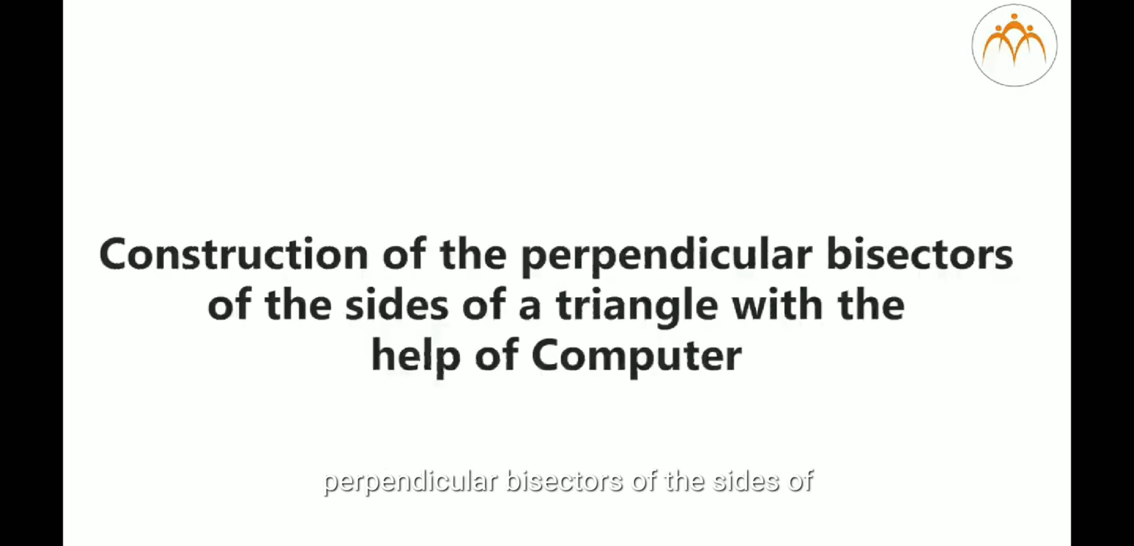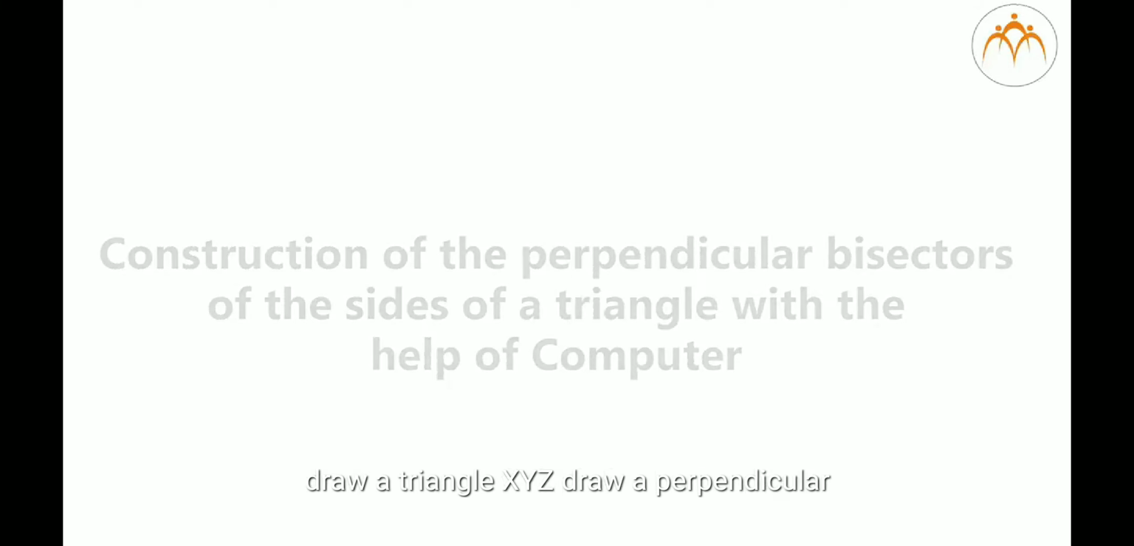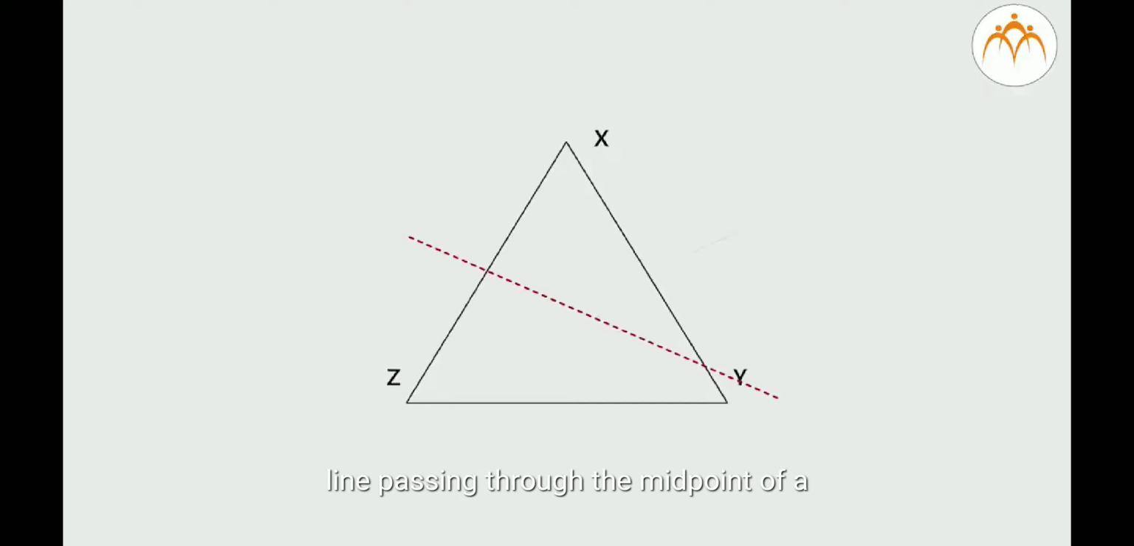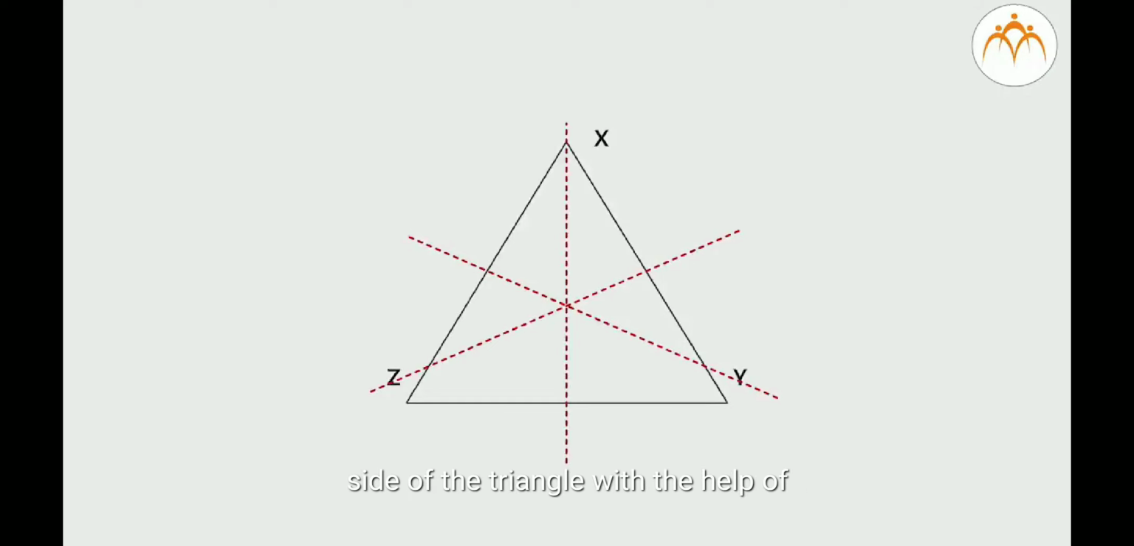Construction of the perpendicular bisectors of the sides of a triangle with the help of a computer. Draw a triangle XYZ. Draw a perpendicular line passing through the midpoint of a side of the triangle with the help of a computer. Repeat the procedure for all three sides. The perpendicular bisectors of all three sides intersect at a single point. GPS uses this structure or construction to find places lying at an equal distance from a particular location.